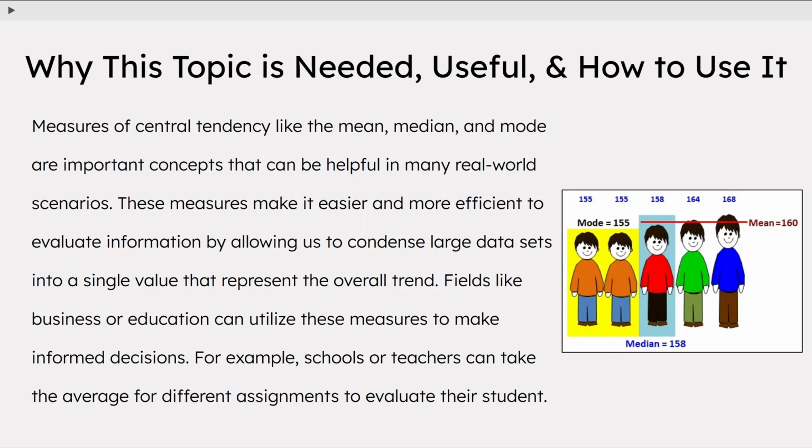Fields like business or education can utilize these measures to make informed decisions. For example, schools or teachers can take the average for different assignments to evaluate their student. And there is a picture here on the right to show an example of how to use it.